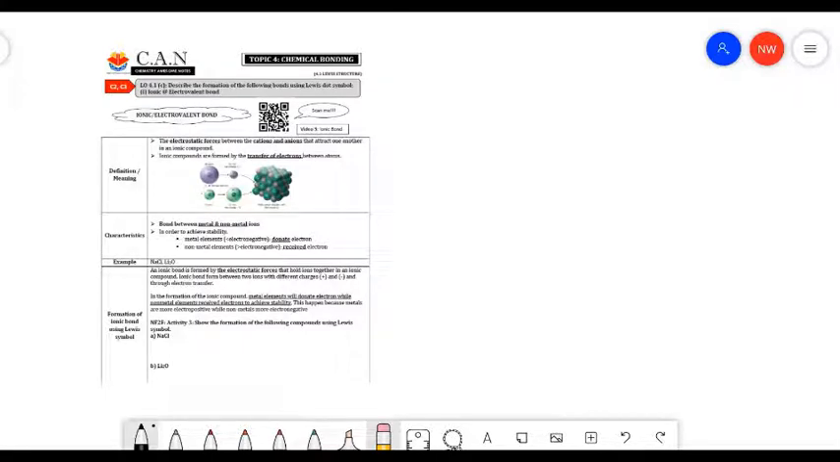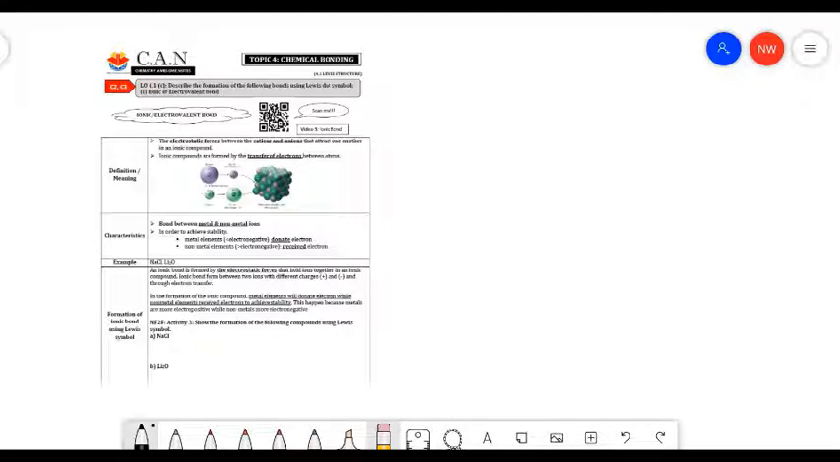Okay, kita panggil sebagai ionic bond ataupun nama lainnya adalah electrovalent bond. So, make sure you tahu nama lain bagi ionic bond sebab soalan exam pernah tanya show formation of electrovalent bond. Kalau you tak tahu electrovalent bond itu adalah ionic bond, then you cannot answer the questions. So, bagaimanakah ionic bond terbentuk?